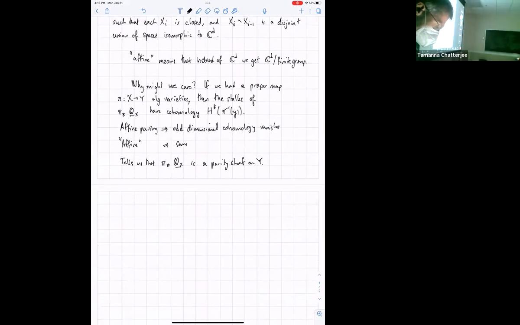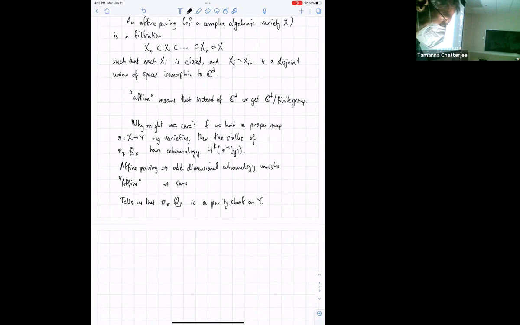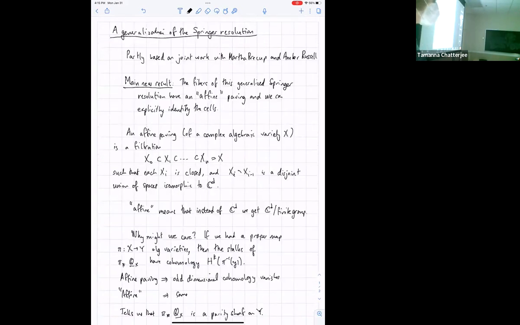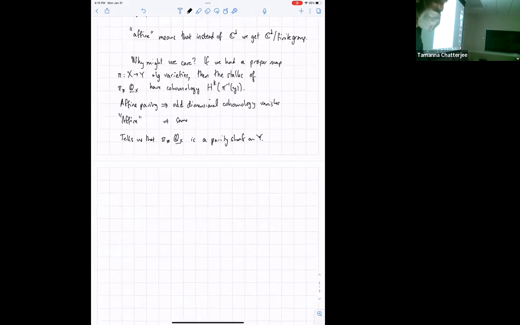Okay, so now to go back to the beginning, I should tell you what this generalized Springer resolution is and where it comes from. But I should back up for a second. In this particular case, we can explicitly identify the cells, we can identify the finite groups. Everything can be calculated more or less explicitly. So the main new result is really quite explicit. Okay, so going back, let me talk about the generalized Springer resolution.